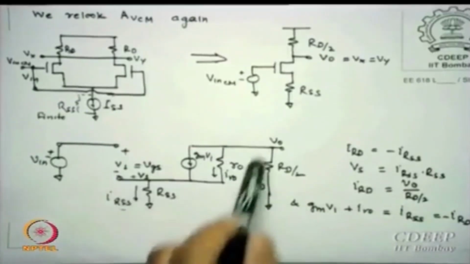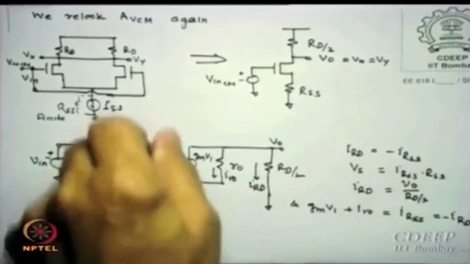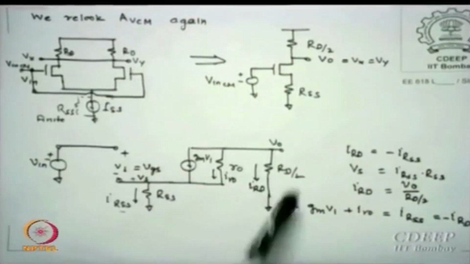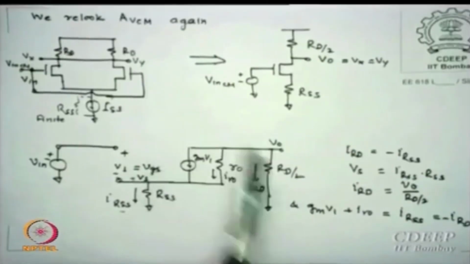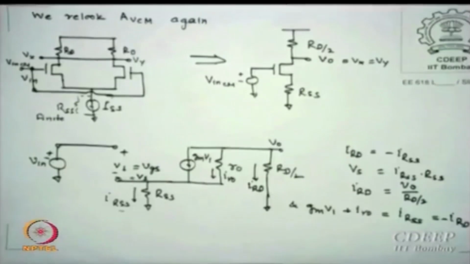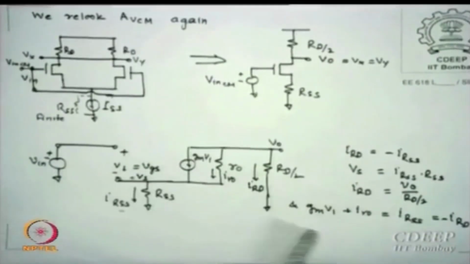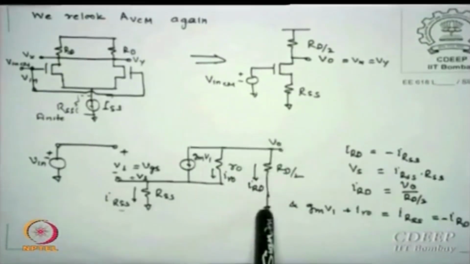This is the IRSS, this is IRD. IRD is minus IRSS because the sign is taken down. In fact I should have taken the sign up. That would have been the same, but it does not matter; the voltages would have changed in sign. Then this would have been plus and that would have been minus, so it is saying the same. IRD is V0 by RD by 2.